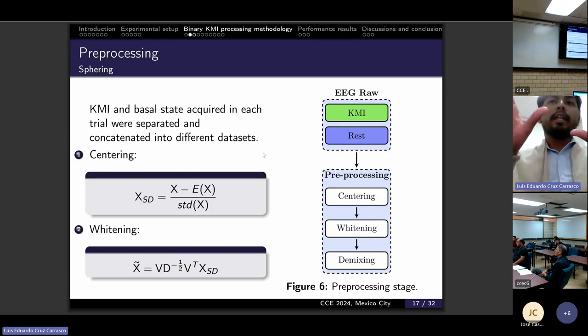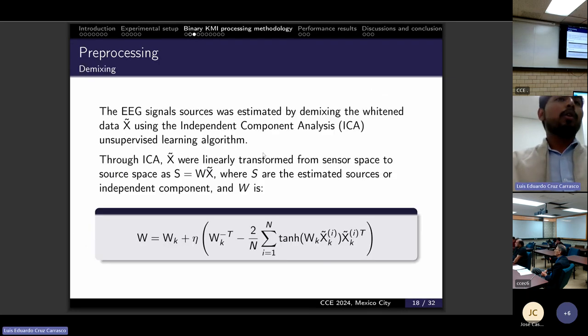The acquired data were divided and concatenated into different data sets, the KMI data set and the rest data set. Every data set was processed with the methodology that we are proposing. At first, the data were standardized to have zero mean and unit variance. After that, data were decorrelated with the whitening method. We use the eigenvalue decomposition of the covariance matrix of the data to decorrelate it. And when the data were decorrelated, we use an independent component analysis supervised learning algorithm to demix the sources, or to estimate the sources of these signals.